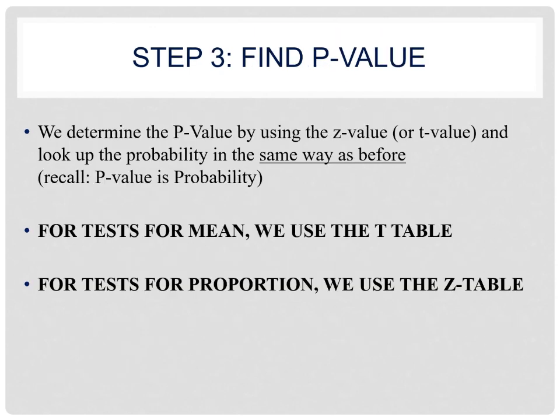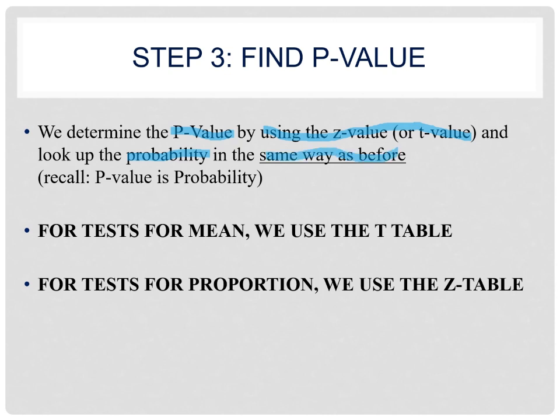Alright, well, assuming we do understand what the p-value means, how do we actually find it? Well, a p-value is just a probability, and you're going to find it by using a z-value or a t-value. Those are your test stats. And you look up the probability the same way as before.